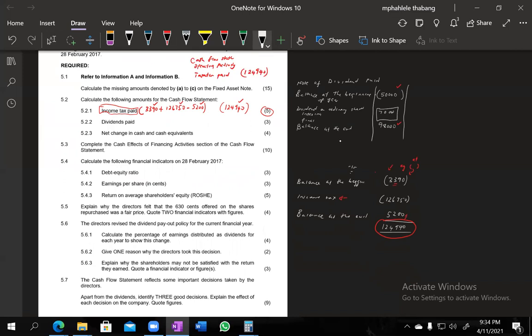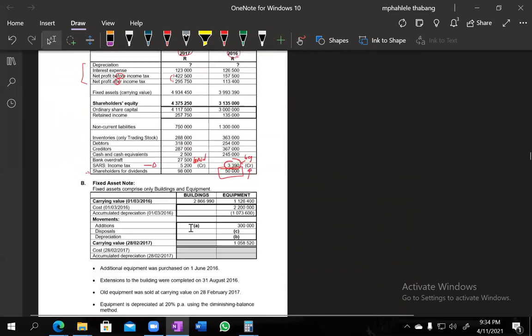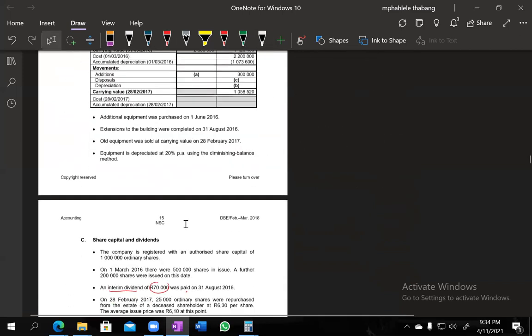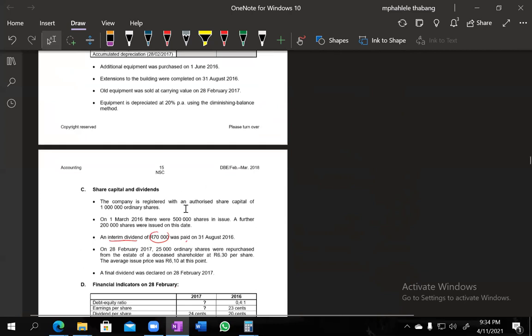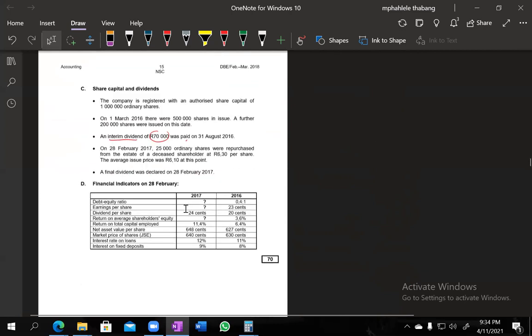I'm looking for a final dividend now. Did you guys see where I took interim? Yeah? On information C, there is interim here. Yes. Now let's look for a final dividend.